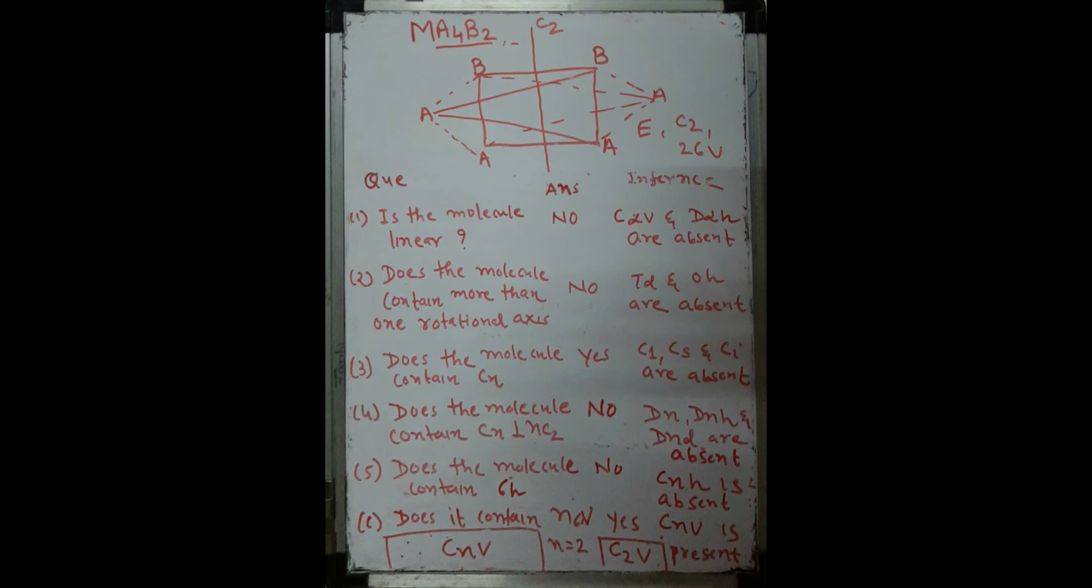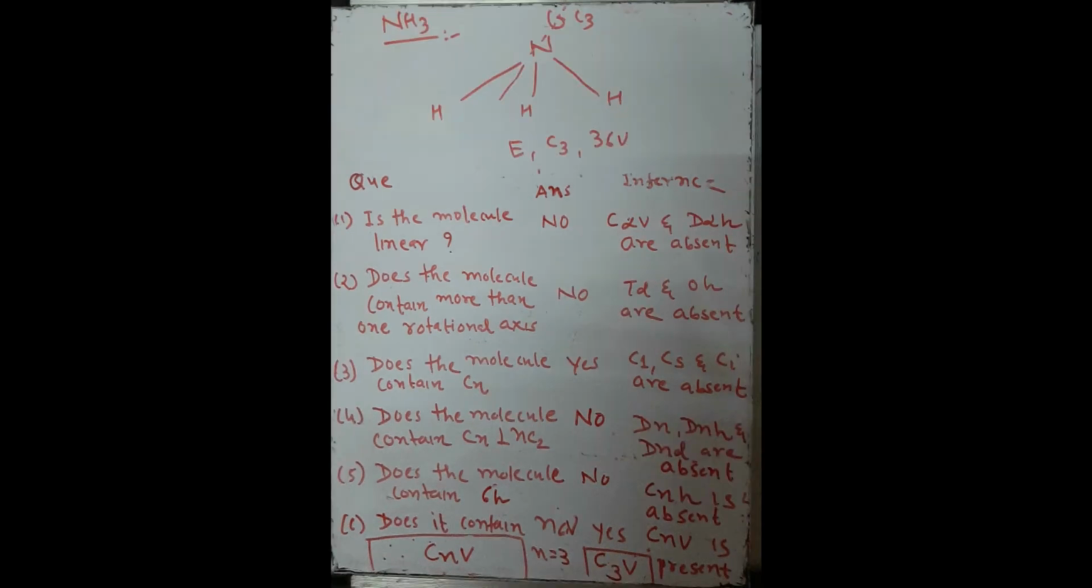NH3 is having a pyramidal structure. It contains E, C3 and 3 sigma. We have already discussed regarding ammonia. First question we are going to ask, is the molecule linear? It is having a pyramidal structure, so answer is no, therefore C infinity V and D infinity H are absent.